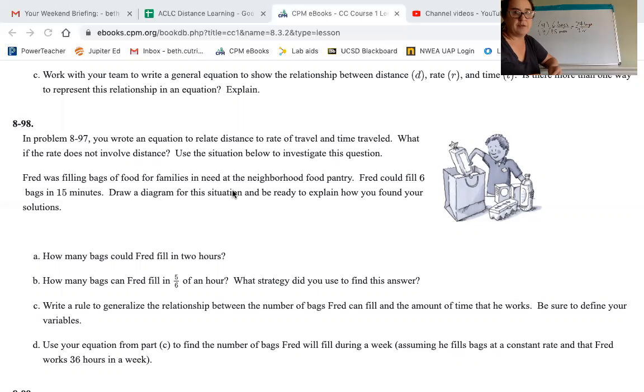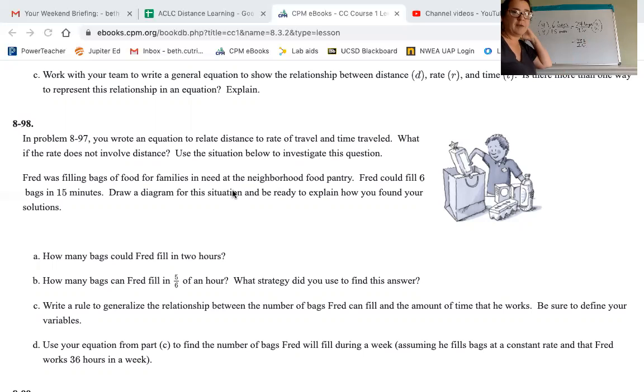Draw a diagram for the situation and be ready to explain how you found your solutions. Okay. So how many big bags could he fill in 2 hours? So if he could do 24 bags in 1 hour, in 2 hours, we're going to multiply this by 2. So we're going to get 48 bags in 2 hours.